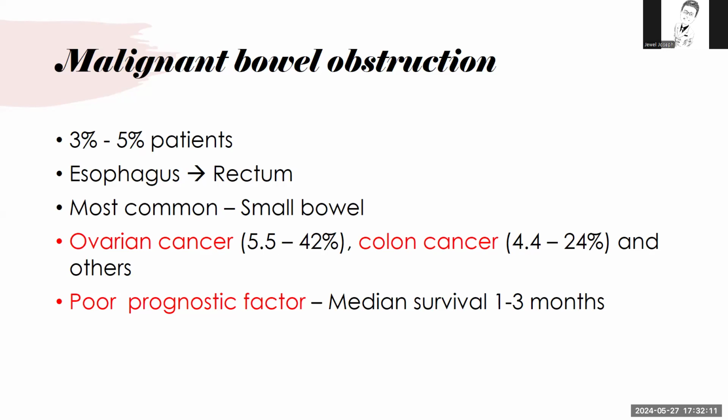One interesting thing to note is that the most common cause of malignant bowel obstruction is, interestingly, not a primary bowel cancer itself. It is ovarian cancer, because peritoneal spread is most common in ovarian cancer, followed by colon cancer and others. It is usually a poor prognostic factor, especially in an advanced disease. Once the malignant bowel obstruction occurs, median survival is only 1 to 3 months. Next slide, please.